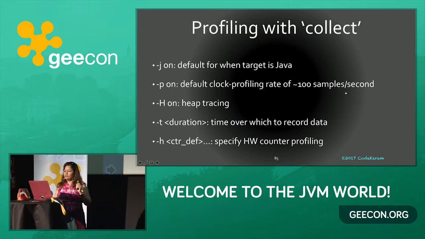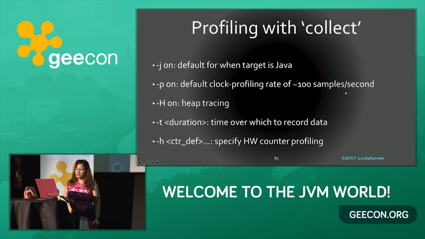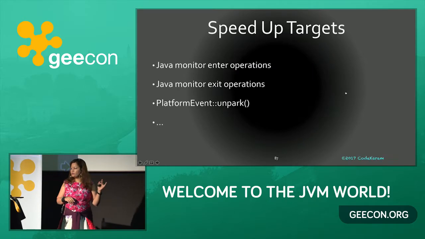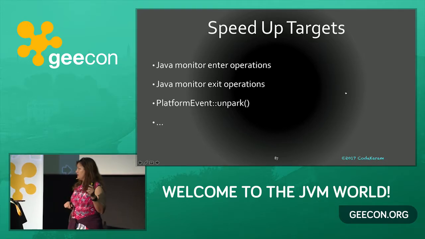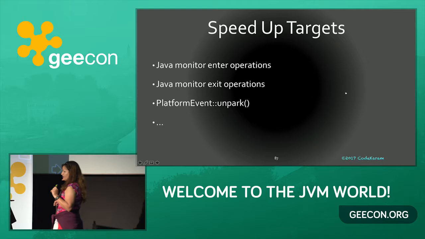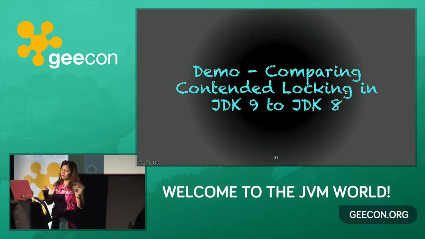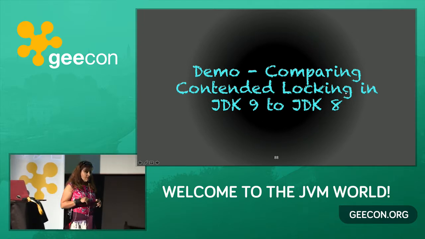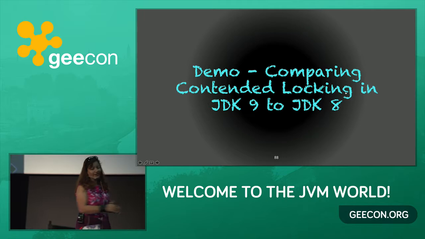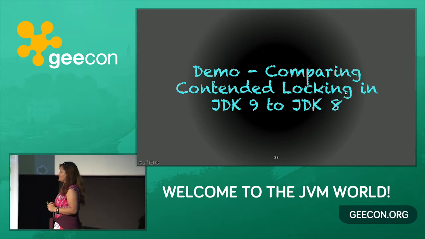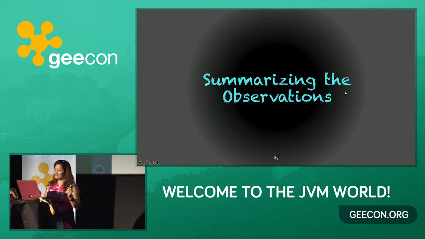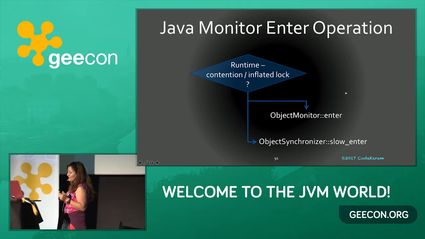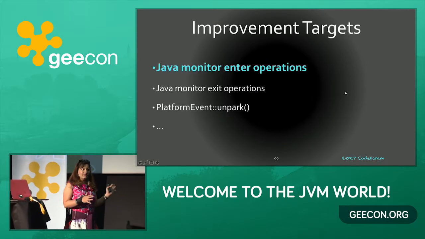So now let's talk about observing the targeted improvements. Okay? Remember these three things that I had identified, the speed up targets earlier? We're going to go visualize that. This is supposed to be a demo, and I could go back to it after I change from the screen. So imagine you saw a demo right now, okay? And now I'm going to summarize the results. So what did you see in that demo? What you saw was something about Java Monitor.